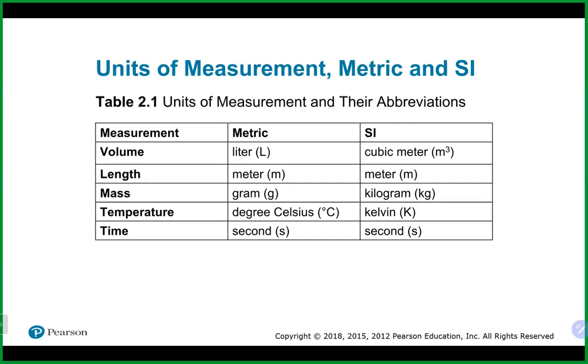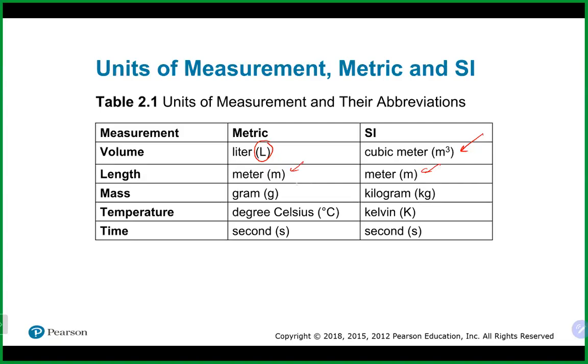So as I mentioned before, the International System of Units, which is the SI system, really is based off of the metric system. And when we look at units, it's really important to understand what that unit represents. What type of measurement are we looking at? So for example, volume: a very common unit of volume is liters. The SI unit for volume is actually meters cubed. Now, when we look at length, the meter is the SI unit, a unit of length.